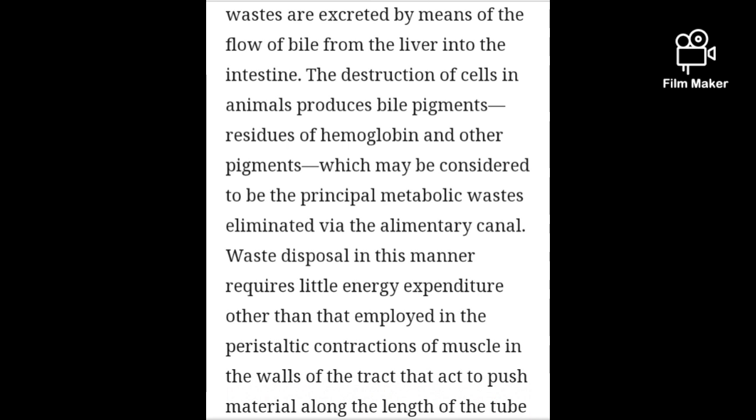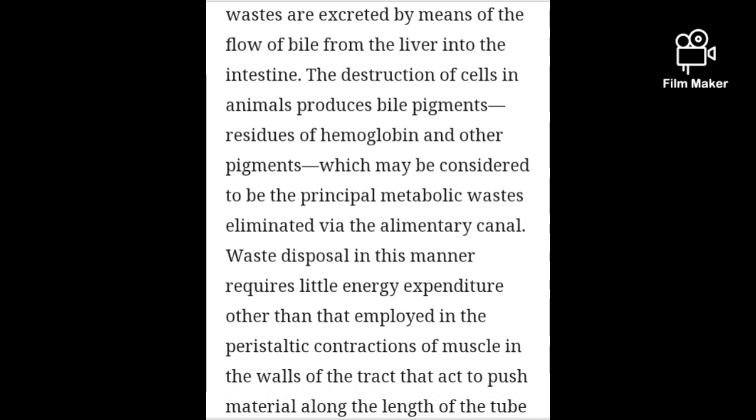Wastes are excreted by means of the flow of bile from the liver into the intestine. The destruction of cells in animals produces bile pigments, residues of hemoglobin, and other pigments, which may be considered to be the principal metabolic waste eliminated via the alimentary canal.